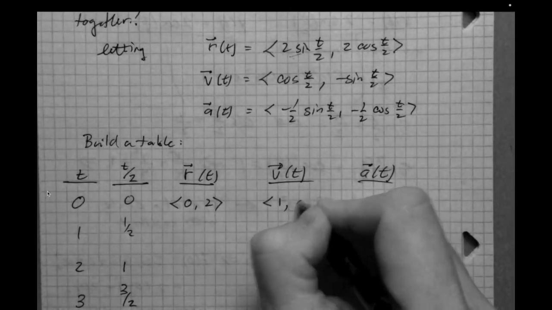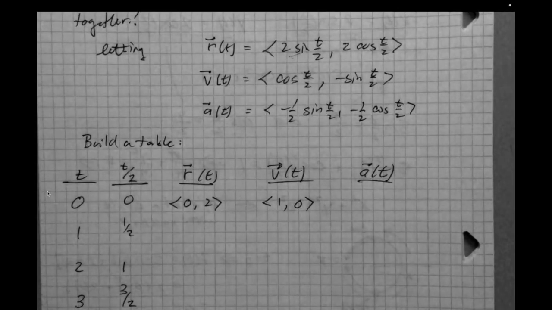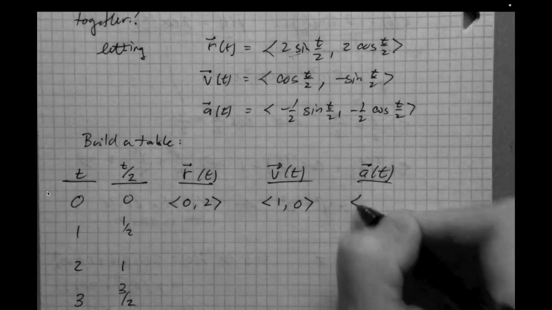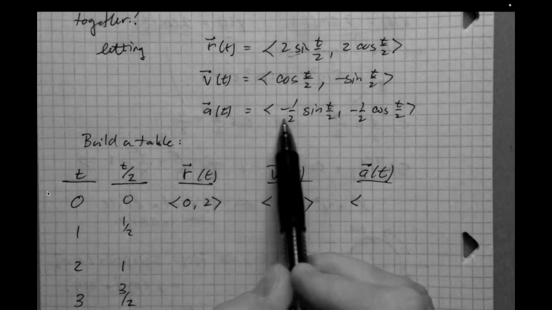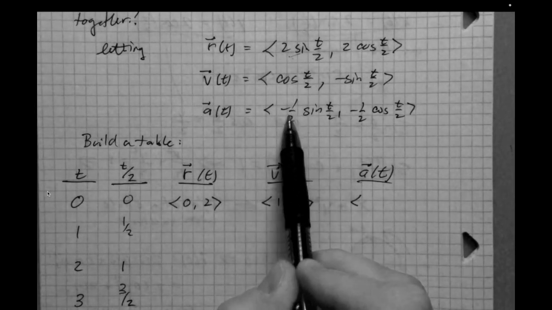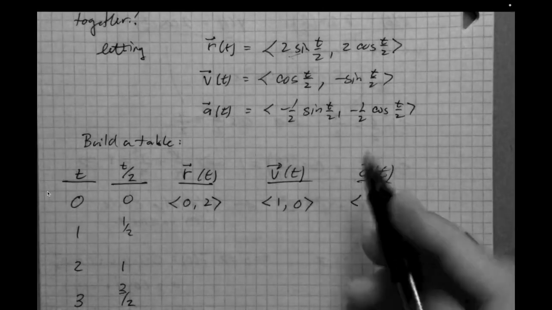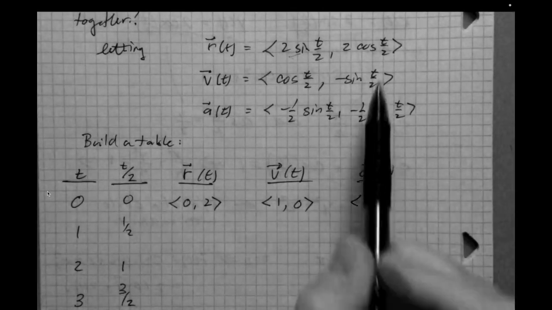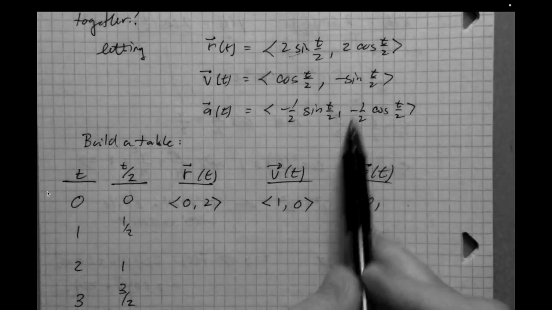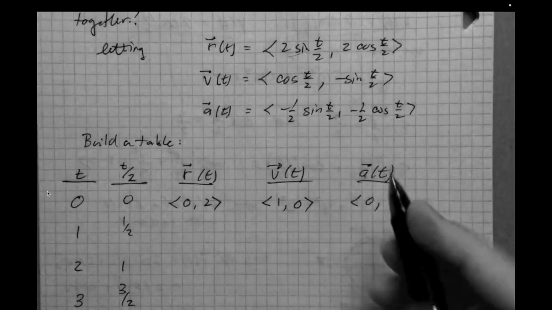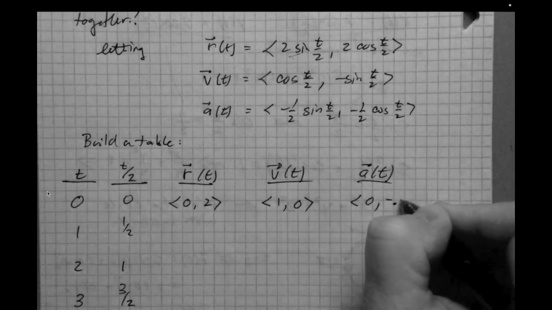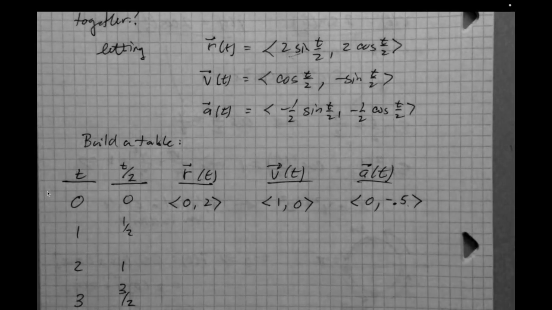Well, we get a 0. Okay, and then what about for acceleration, the acceleration vector here? When we plug in a 0 there, we get negative 1/2 times the sine of 0, and of course that's going to be 0, and then we get negative 1/2 times the cosine of 0, so that's negative 1/2 times 1, and so that is just negative 1/2. I'm going to write these as decimals because they're not going to be nice as soon as we move past this line.